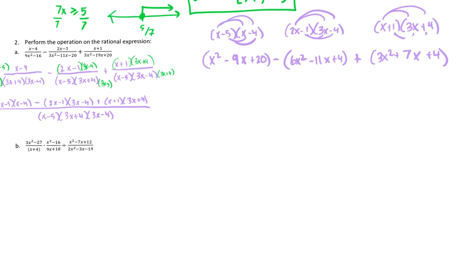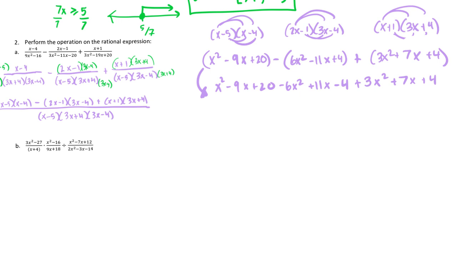Now all of this would be over our LCD, but I'm going to figure out the numerator first. I'm going to distribute anything that needs to be distributed, like this minus sign. So I've got negative 6x squared plus 11x minus 4, since I'm distributing that minus sign through, plus 3x squared plus 7x plus 4. And then from here, I'm going to combine like terms and write that whole numerator over the denominator.